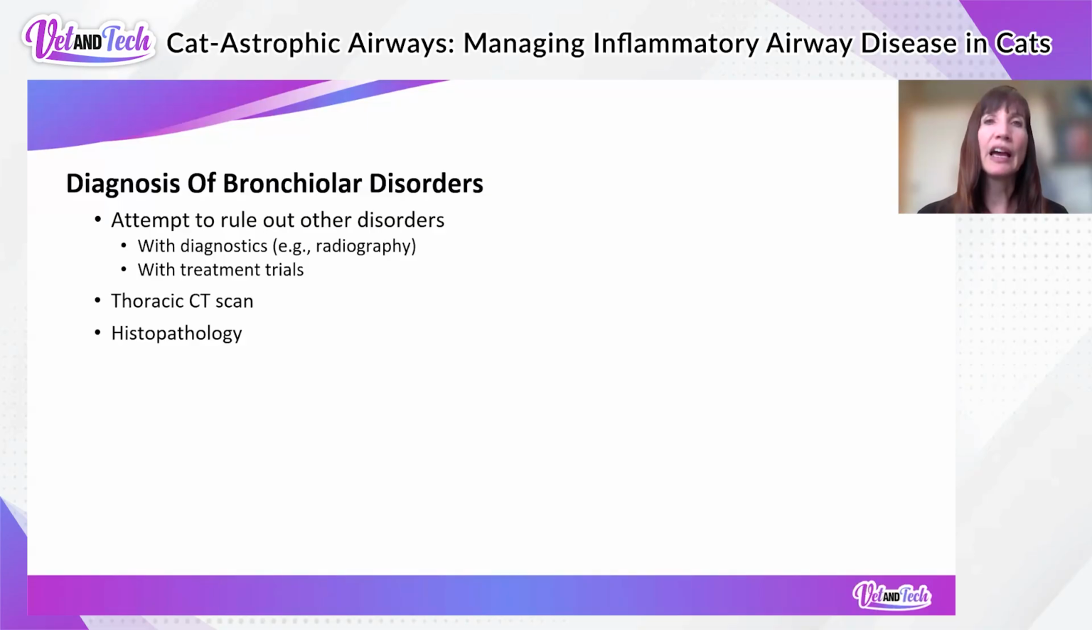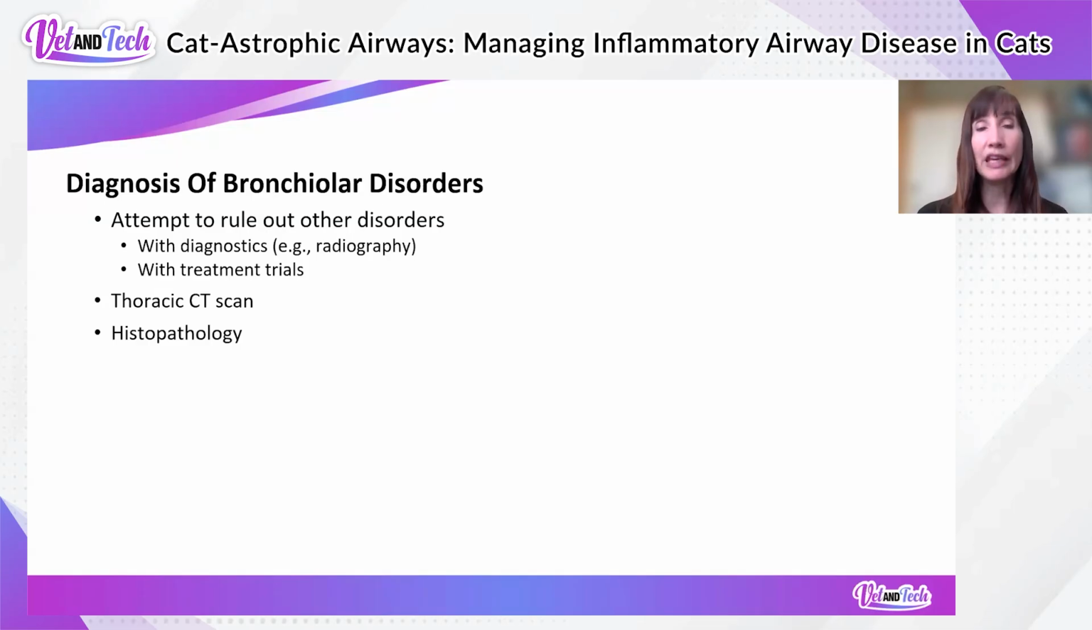So in order to diagnose small airway disease, we have to rule out the other disease mimics. We're going to start off with radiography. We may do multiple treatment trials, kind of treating for what we think is treatable. And ultimately, the cats are probably not going to respond. They will need referral to have a high quality thoracic CT scan. And then ultimately, some of these cases may end up needing a lung biopsy to get a definitive answer.